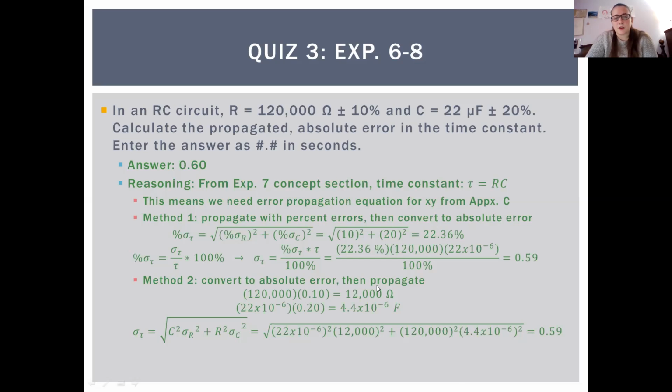So these lines up here are where I figured out those uncertainties, right? 10% of 120,000, 20% of 22 microfarads, micro is times 10 to the negative 6. Two different methods, same answer, pick your poison.